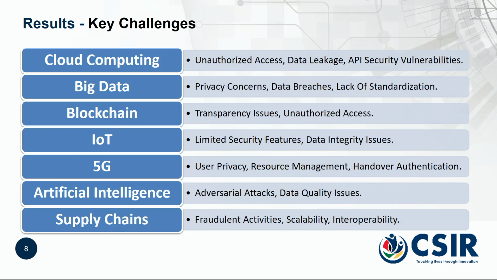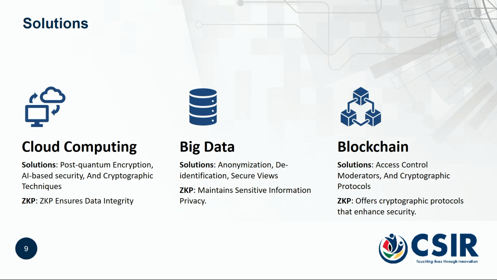In 5G, which connects a lot of devices at once, we found that user privacy, resource management, and handover authentication are the key challenges. In artificial intelligence, we found adversarial attacks and data quality issues as their key challenges. And lastly, in supply chain, which interconnects systems in organizations mostly, we found that fraudulent activities and scalability, as well as interoperability, are their key challenges.